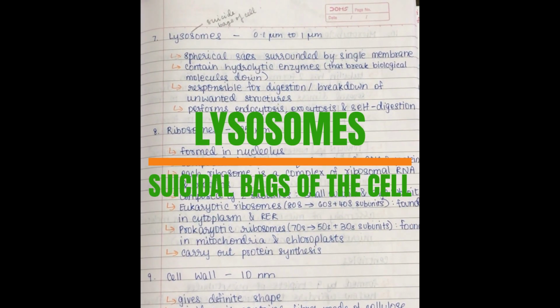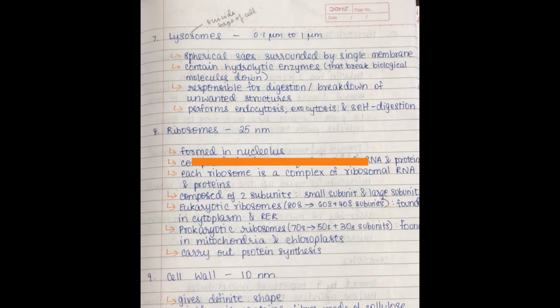Lysosomes are the suicidal bags of the cell. How did lysosomes get this name of suicidal bags? This is because they are specialist forms of vesicles which contain hydrolytic enzymes. And what are hydrolytic enzymes? They are enzymes that break down biological molecules.